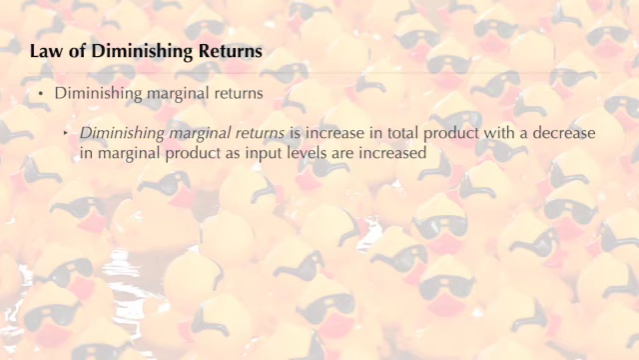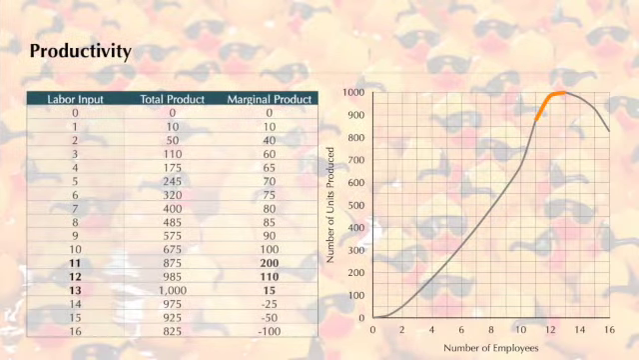Diminishing marginal returns is an increase in total product with a decrease in marginal product as input levels are increased. As the law of diminishing returns predicts, however, at some point output begins to increase at a diminished or lower rate. The 12th worker only adds 110 units, whereas the 11th worker added 200 units. Perhaps there is not enough machinery in the factory to keep the 12th worker fully employed.